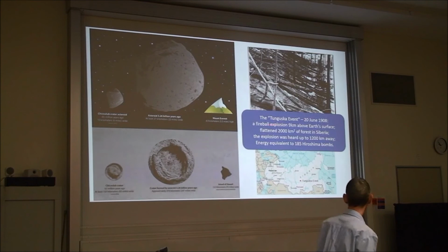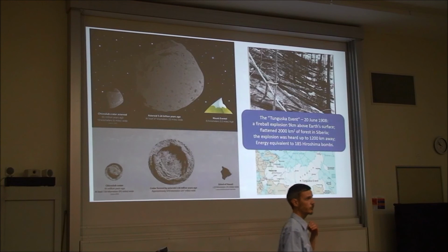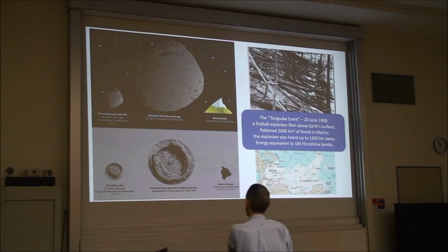A 10-kilometre wide asteroid, so not terribly large, is thought to have struck the Earth 65 million years ago. This is the Cretaceous event that we were talking about. It hit somewhere in Mexico.